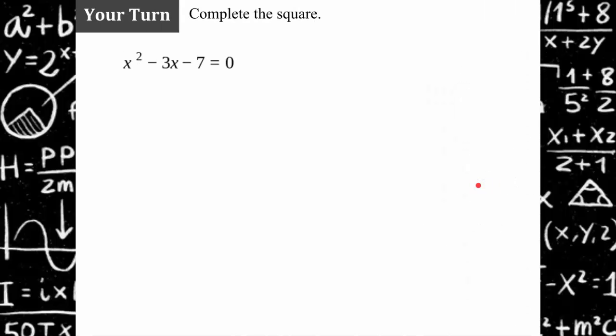Go ahead and pause the video. Complete the square to solve for the roots of this function. Come back and hit play when you're ready to check your work.